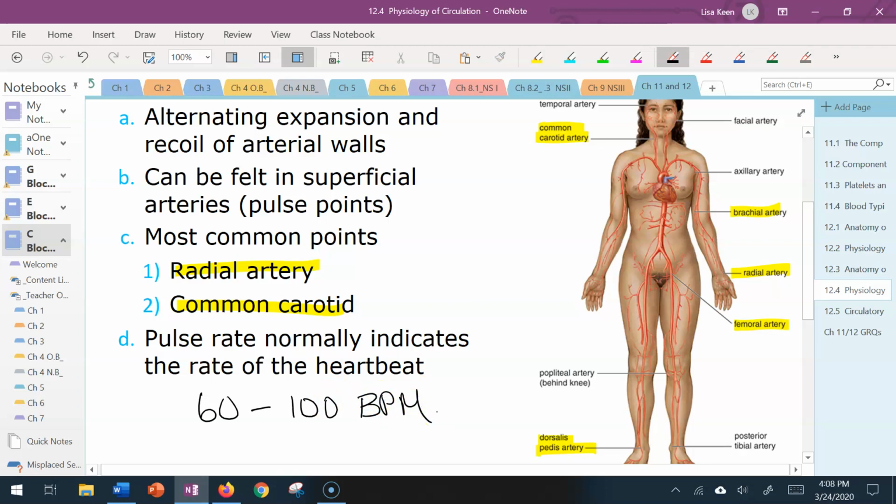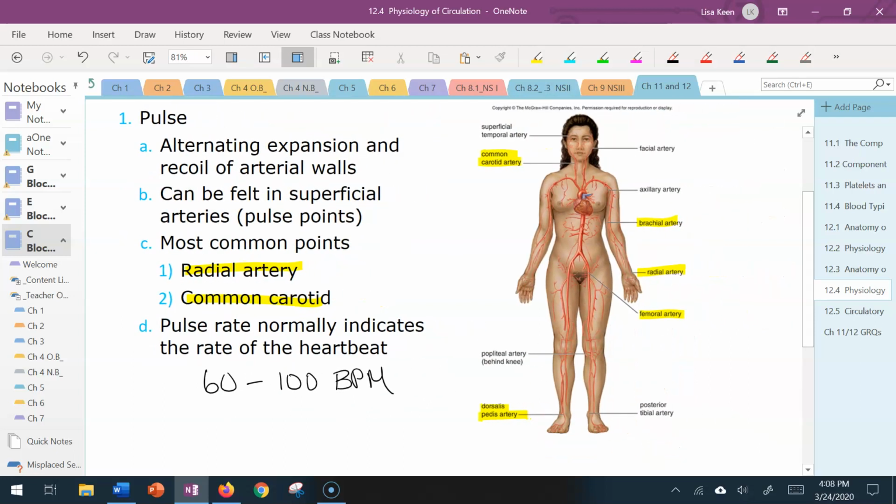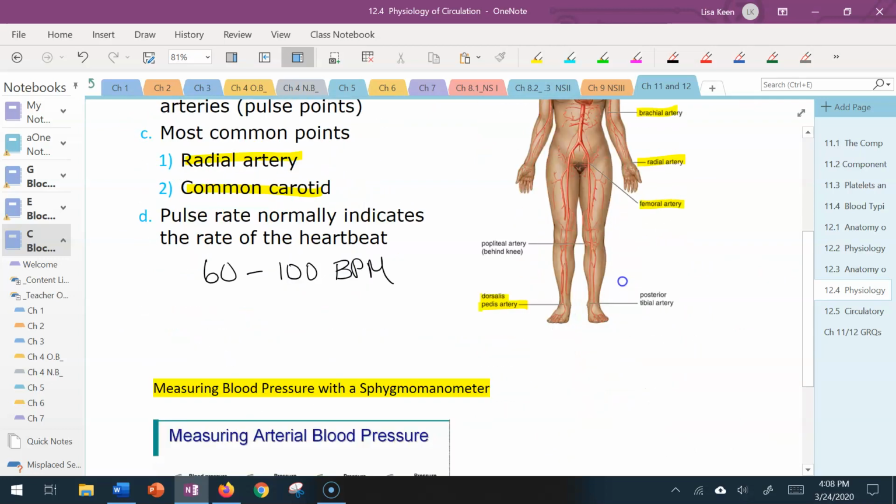So every time your left ventricle pushes blood through the artery, remember it comes out kind of in a tsunami. It doesn't come out like the water would come out of the faucet if you turned it on in just a constant steady stream. That's not how your blood is pushed out of your heart. It's pushed out in waves. And so it's that pulse that we can feel at the common carotid or radial at about 60 to 100 beats per minute.